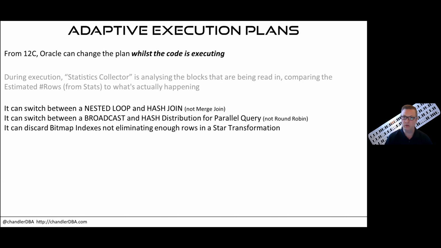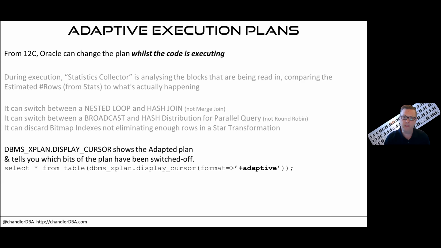It can also, on star schema transformations, eliminate bitmap indexes if the query associated with the bitmap index is not eliminating enough rows from your query. It goes, well, okay, this just isn't getting rid of enough rows. It takes a lot of power to scan through an entire bitmap index. It's not efficient enough, and it just eliminates it from the query.